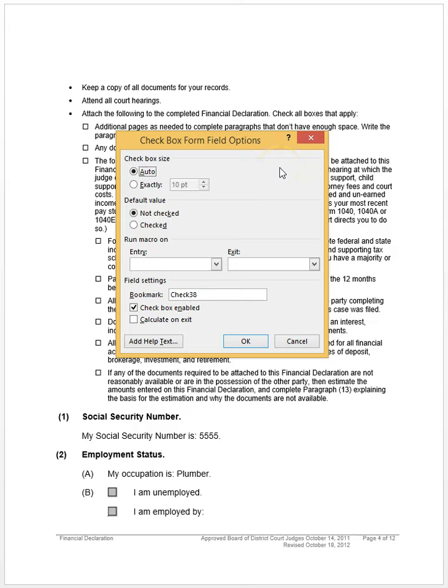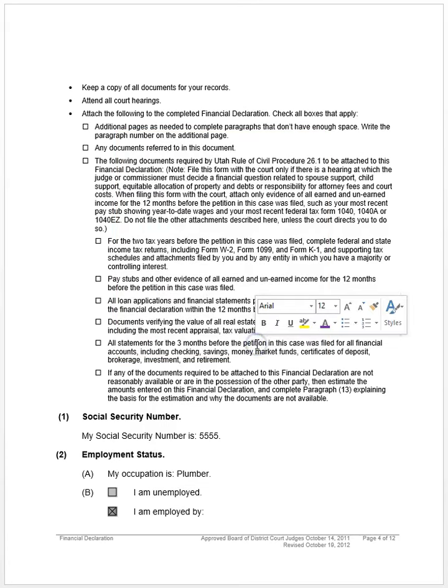If you're not familiar with this, this is what you need to be aware of. See this where it says default value? It currently says it's not checked. You'll notice down here that this box is just gray but unchecked. So this is called a radio button. Click the radio button and fill it in where it says checked, and then hit OK or enter, and you will see now that the box next to I am employed is checked.